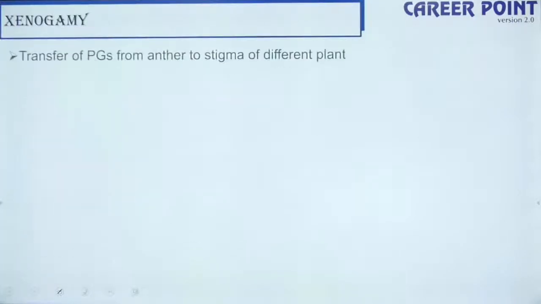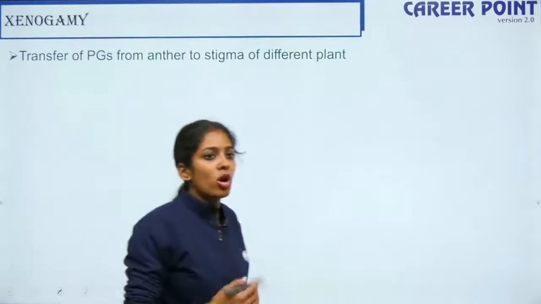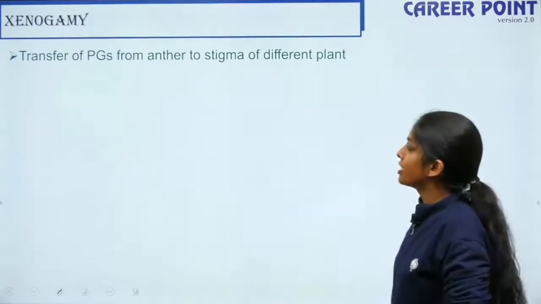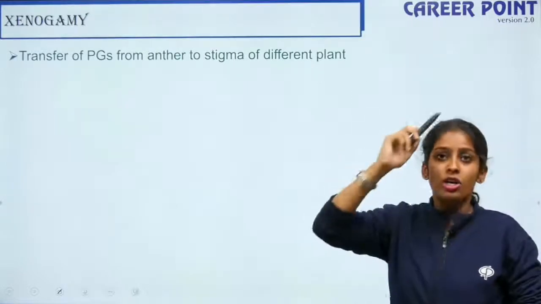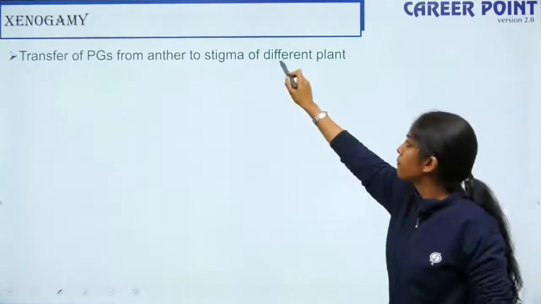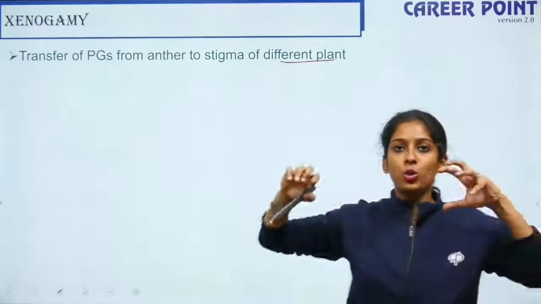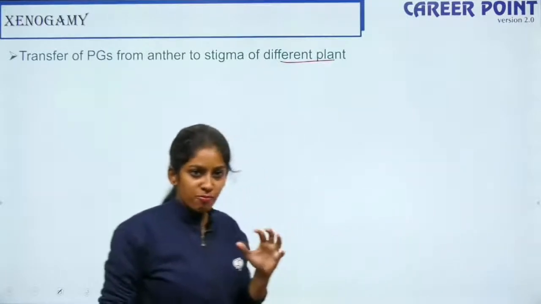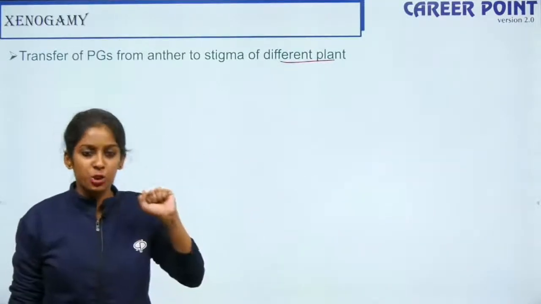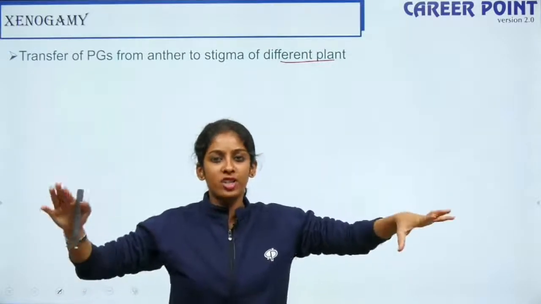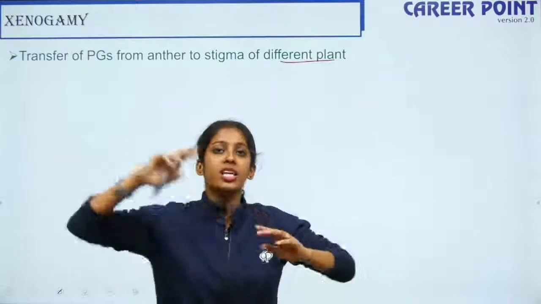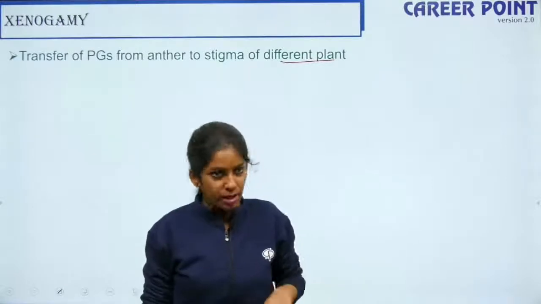Alright, so the last type of pollination is xenogamy. So what is xenogamy? It is the transfer of pollen grains from the anther to the stigma of a different plant. So this is entirely 2 different plants. In the case of papaya, papaya has unisexual flowers, so one male plant and one female plant. If pollination happens between two different plants, it is known as xenogamy.